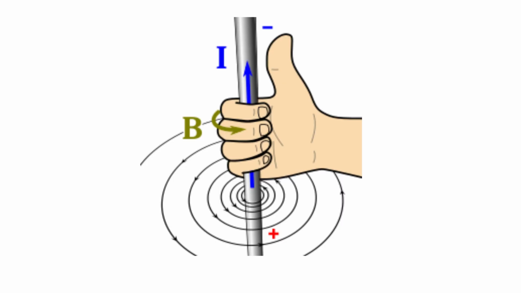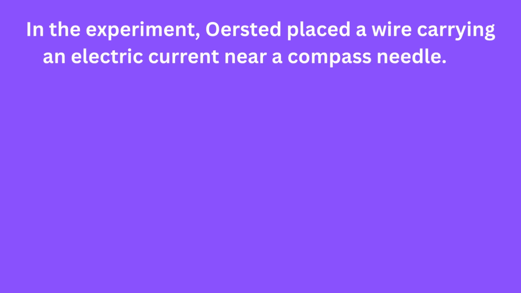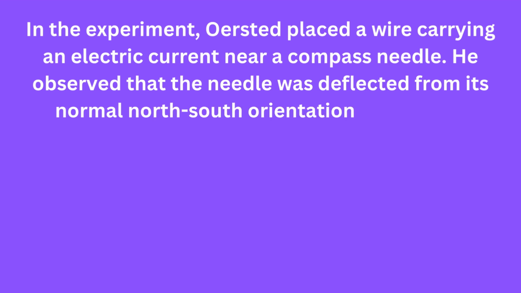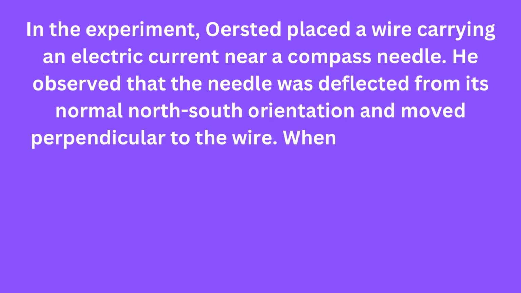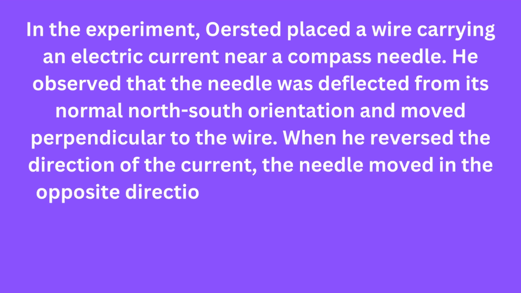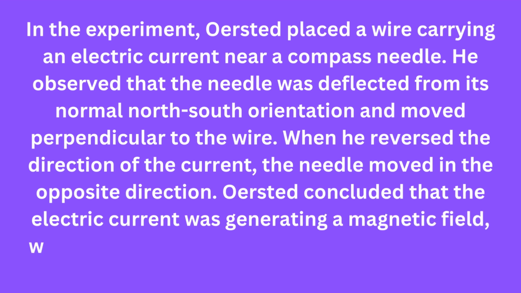In the experiment, Oersted placed a wire carrying an electric current near a compass needle. He observed that the needle was deflected from its normal north-south orientation and moved perpendicular to the wire. When he reversed the direction of the current, the needle moved in the opposite direction. Oersted concluded that the electric current was generating a magnetic field, which was causing the deflection of the compass needle.